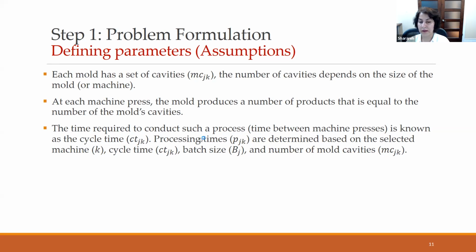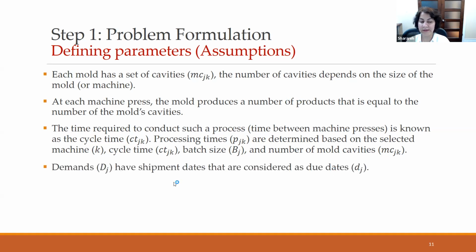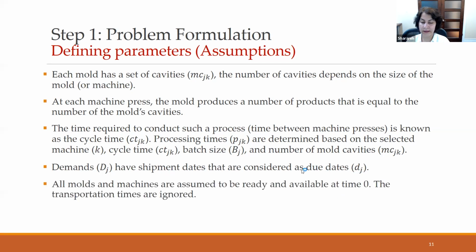So the processing times are determined based on the selected machine cycle time, batch size, and number of mold cavities. We are assuming that demands have shipment days, and these shipment days are considered as the due days in the problem. We also assume that all molds and machines are ready and available at time 0, at the beginning of the production scheduling, and that transportation times are negligible. So these are the key assumptions for describing the production environment.